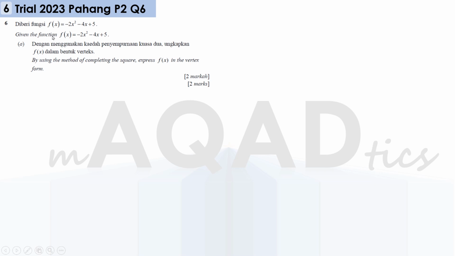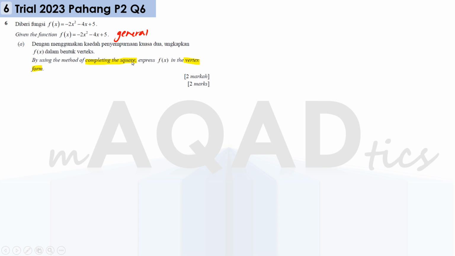Here we are given a function, so this one is in the general form. So in part A, it says that using the method of completing the square, express this function into the vertex form, which is what we need to do, right? Because general form, if you want to change to vertex form, we need to use this completing the square method.